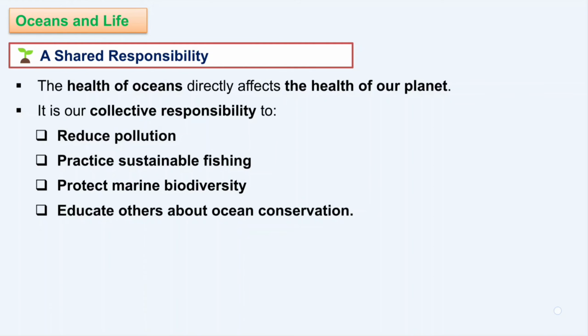Otherwise what will happen? It will be our own loss only, because half of the oxygen comes from there. It is healing our earth. Rain is coming from the oceans, isn't it? So because of all this important vital role of oceans, we should be educating others about ocean conservation, and we should not be harming the ocean.